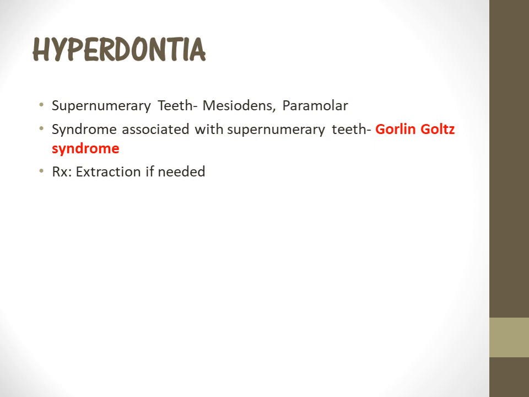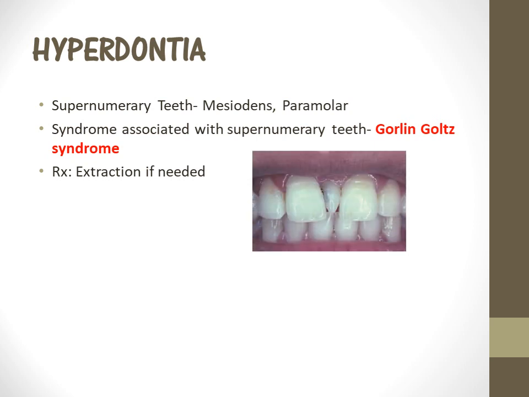Hyperdontia: anything that is above normal is called hyper, so hyperdontia means extra number of teeth. Extra teeth are called supernumerary teeth, and the most common examples of supernumerary teeth are mesiodens and paramolar. Mesiodens is found between the two maxillary central incisors. This exact picture shown here is a mesiodens.